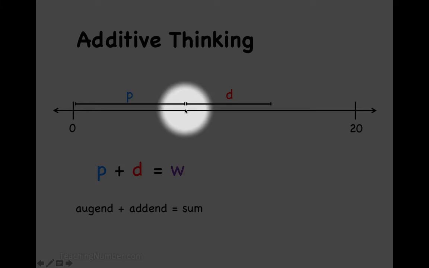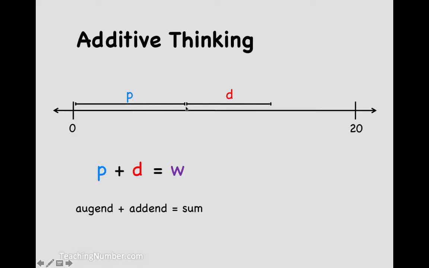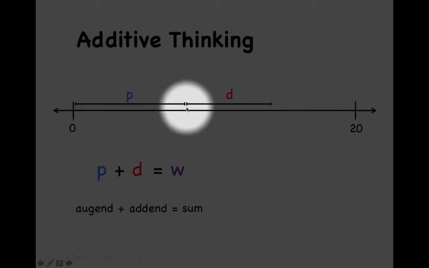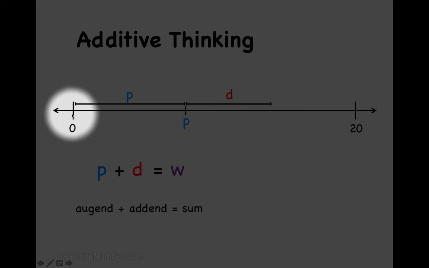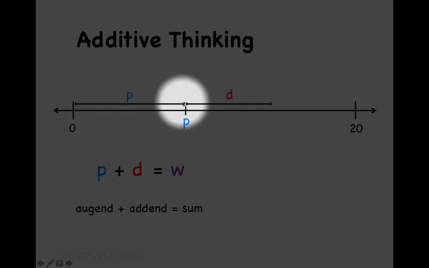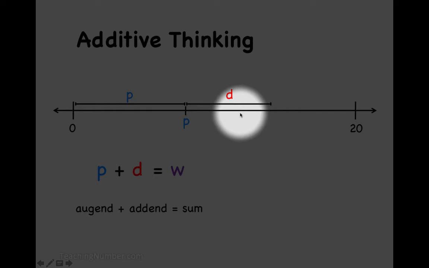The first number that we could read from the number line would be right here. What would this number be? This number would be P. Because we're starting at 0, and this is the initial part, then P would be right here on the number line. The next number that we could read off the number line would be right here.